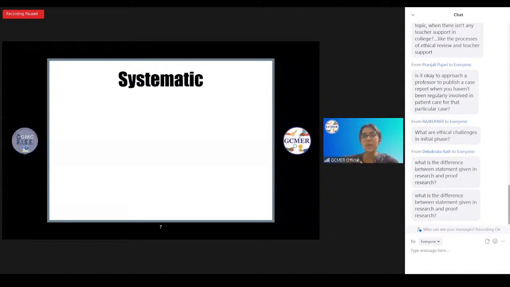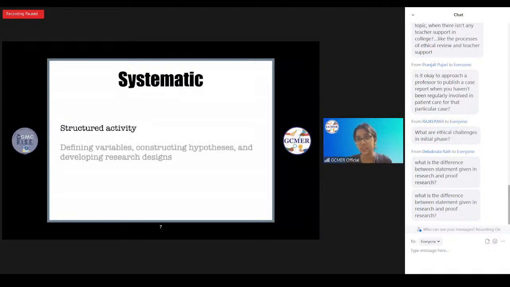So now coming to what makes research. The first thing is research needs to be systematic. And I don't mean to sound like a Virgo, but it needs to be systematic. That's something a lot of people forget, that it's a structured activity. It needs to go from a starting to an ending, and you can't skip steps in between. You start with defining variables, constructing hypotheses, and developing research designs, and all of this needs to be done in a systematic manner.